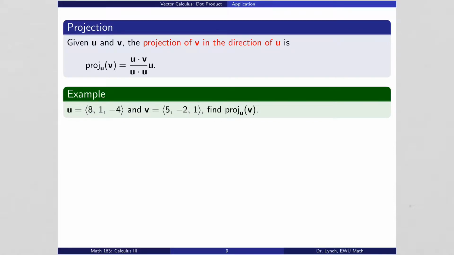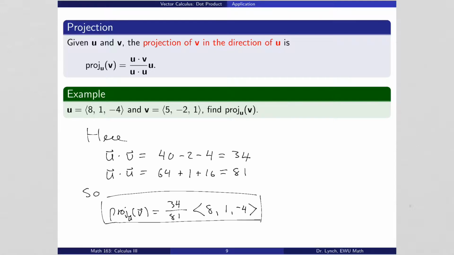Okay, so a quick example here. If u is 8, 1, negative 4, and v is 5, negative 2, 1, let's find the projection of v in the direction of u. So just a couple quick dot product computations. We see that u dot v is 34. We did that one before. And u dot u is 81. So again, the projection of v in the direction of u is that quantity 34/81 times the vector u, 8, 1, negative 4. Okay, super.